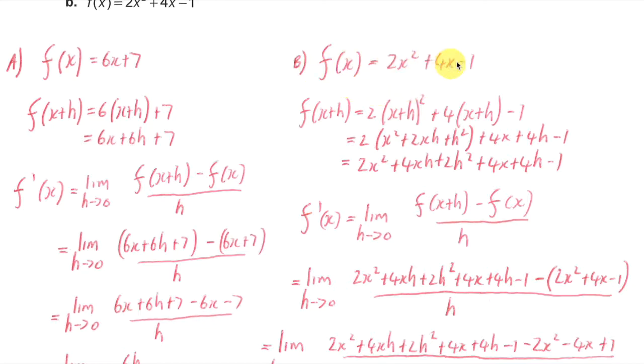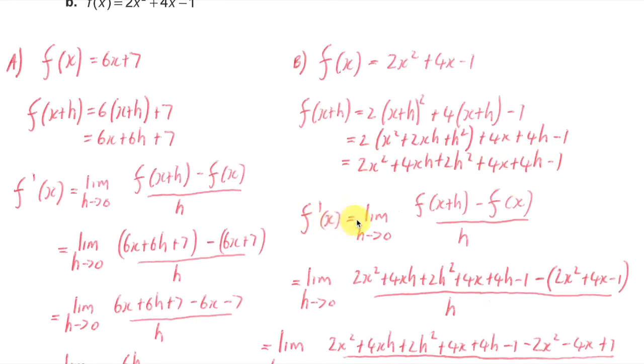f of x is equal to this quadratic. I now need to work out what f of x plus h is, so you can see I've got that there, x plus h, squared. I need to be able to expand that out, so it's x squared plus 2xh plus h squared. I've taken the 4 through here, and I've got the minus 1 still. And just tidying everything up, collecting like terms.